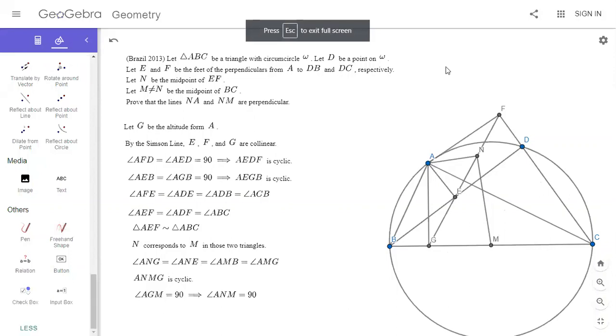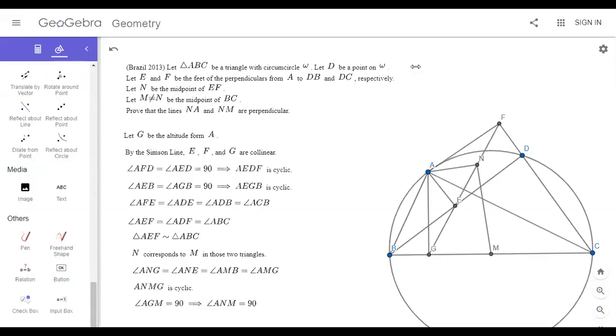But you have GeoGebra. Yeah, we have GeoGebra. GeoGebra makes things a little easier.